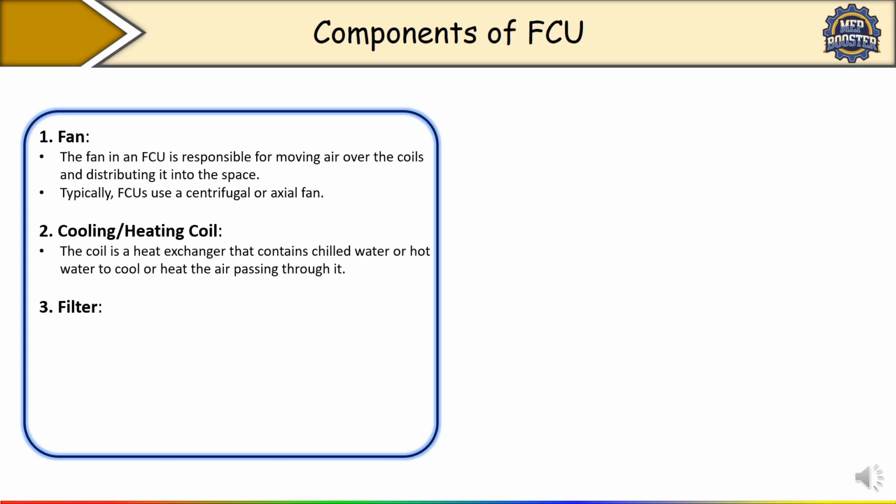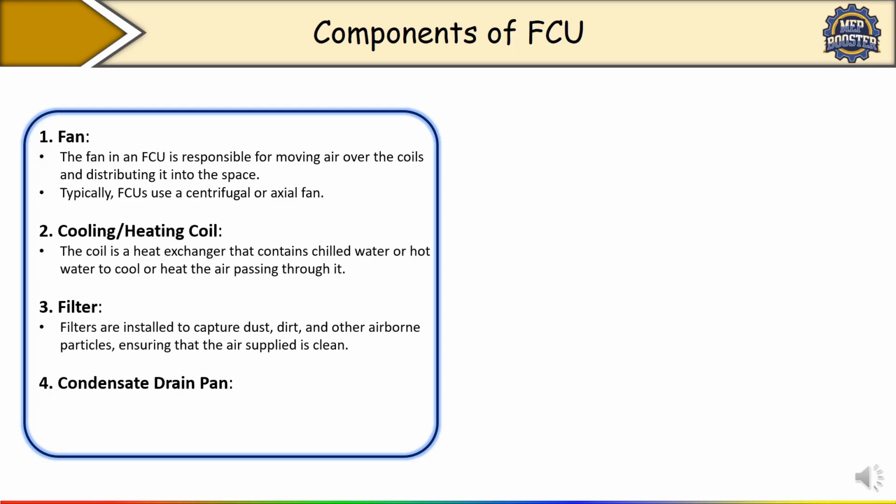Next component is the filter. Filters are installed to capture dust, dirt and other airborne particles, ensuring that the air supplied is clean. So all of you know that in a healthcare facility, generally which type of filter are we using? A HEPA filter may be used in an FCU to ensure that the air is clean and safe for patients and staff, minimizing the risk of airborne diseases.